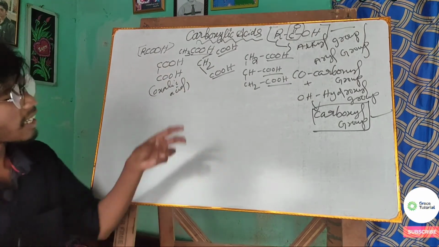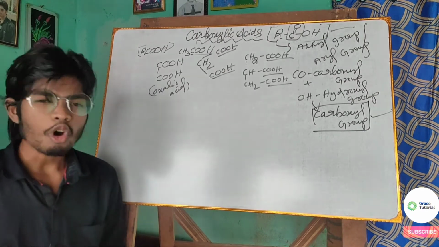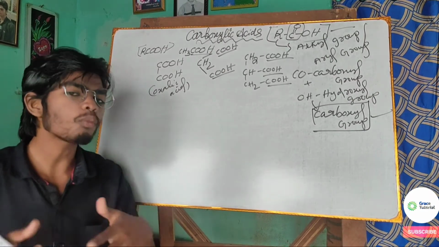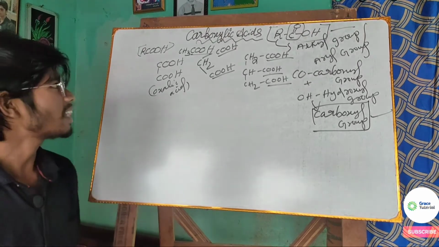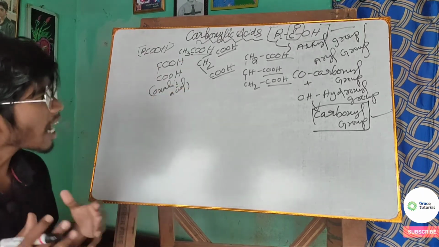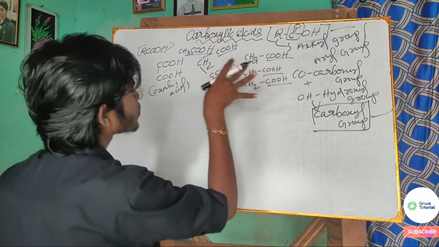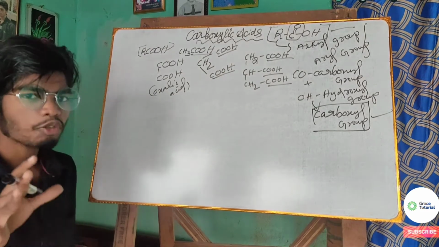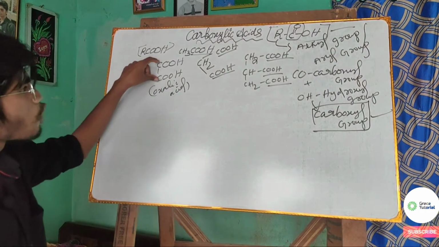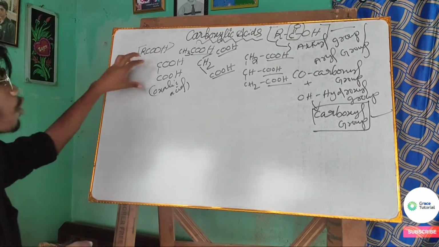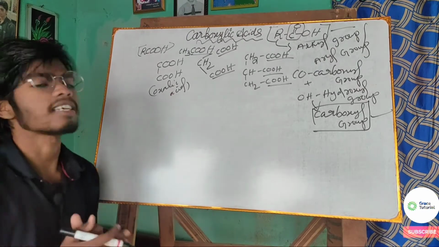That means the carboxylic acids can be classified into various categories on the basis of the carboxyl groups attached. If the carboxyl group is 1, then that is known as monocarboxylic. If the carboxyl groups are 2, then that is dicarboxylic. If the carboxyl groups are 3, then that is known as tricarboxylic. So mono, di, tri, and if both the carboxyl groups are not attached to any carbon atom, that is oxalic acid.